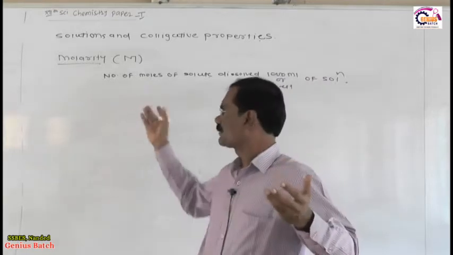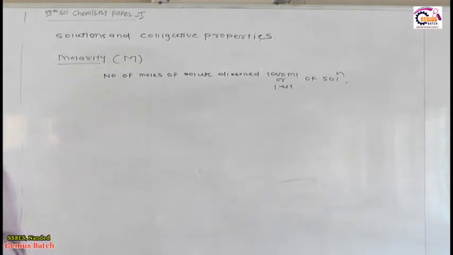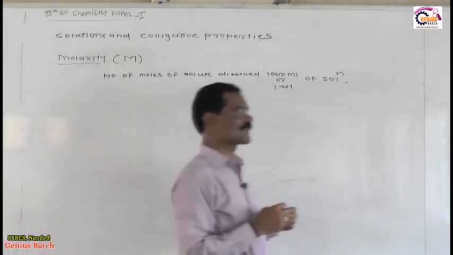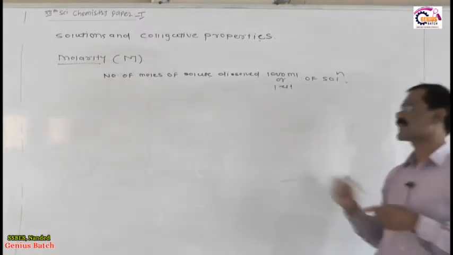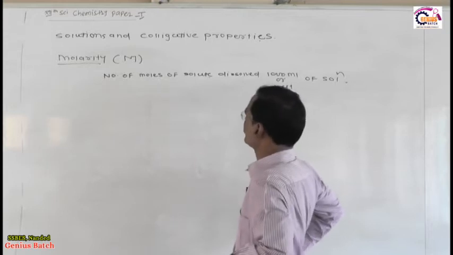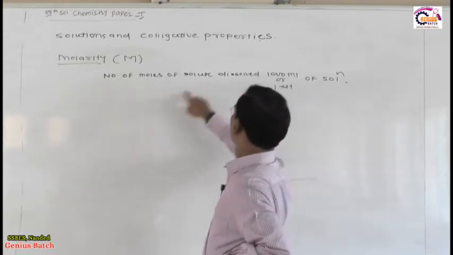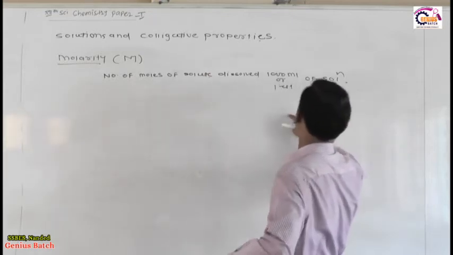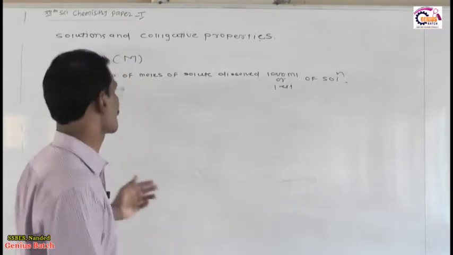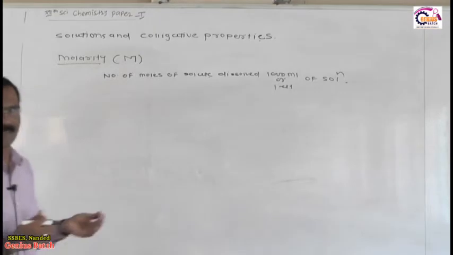Now, in this video I am going to discuss with you the next way by which we express the concentration of a solution. That next way is called molarity. Now, dear students, what is the meaning of molarity, or how do we define it? The molarity of a solution is defined as the number of moles of solute present in 1000 ml or 1 liter of solution. This is called molarity.